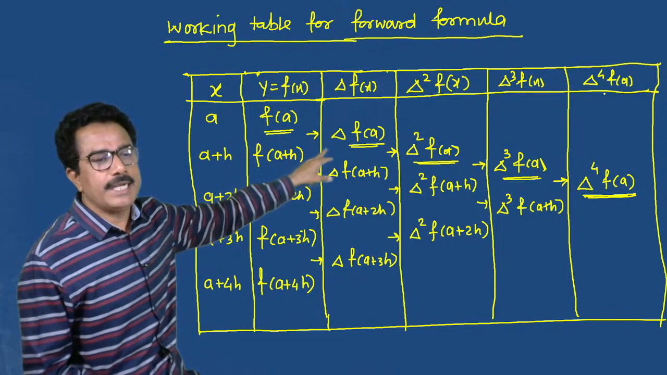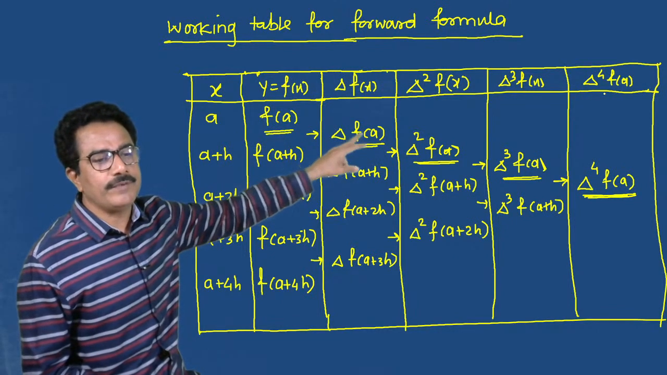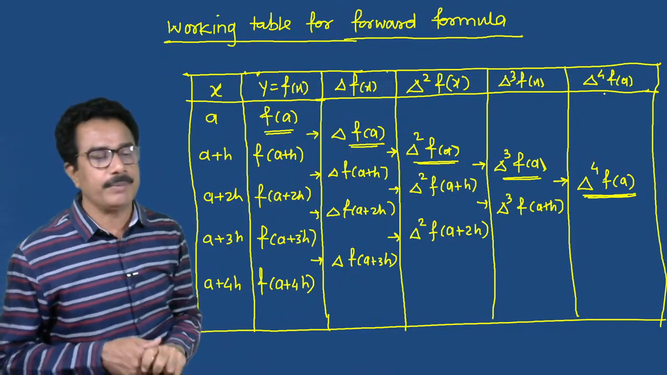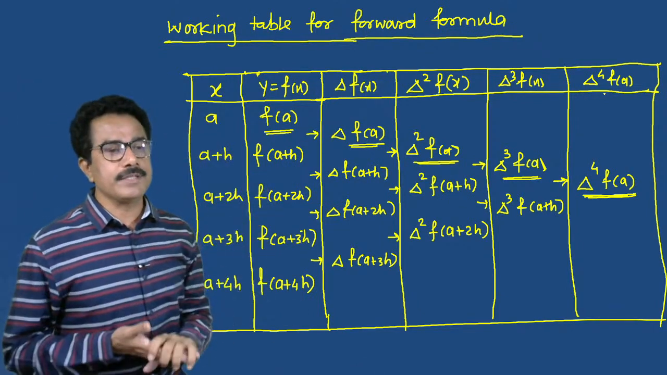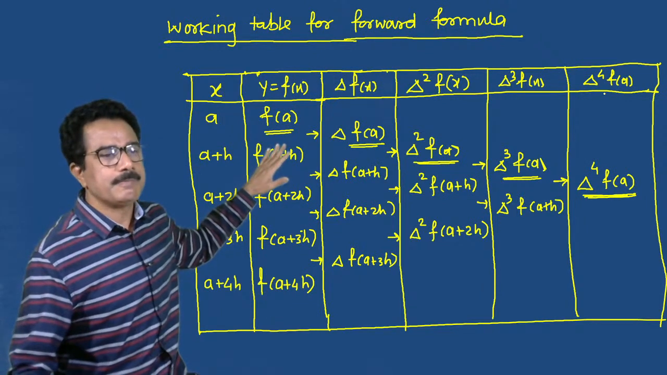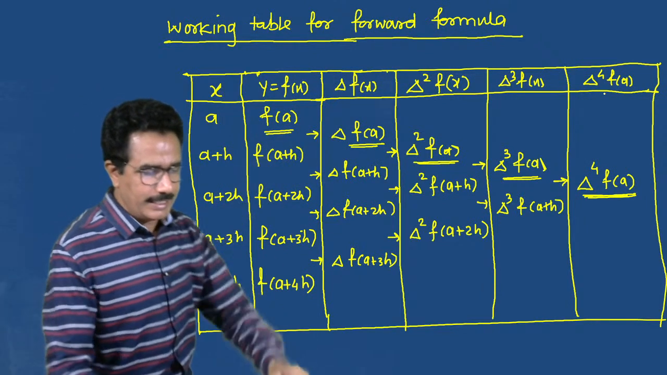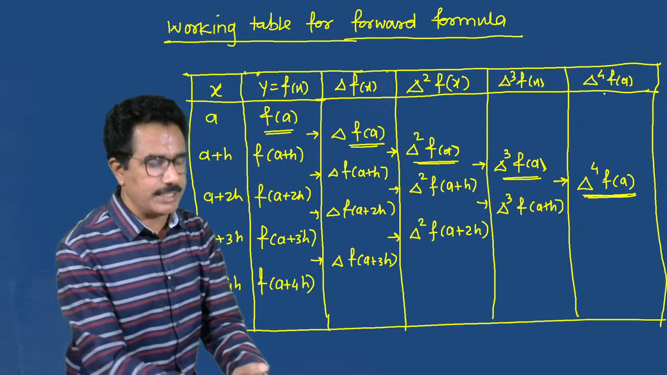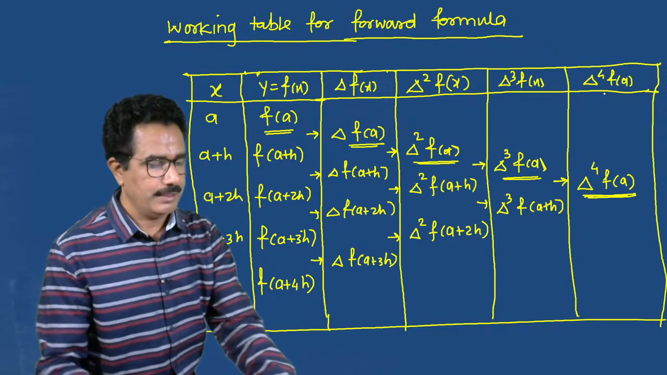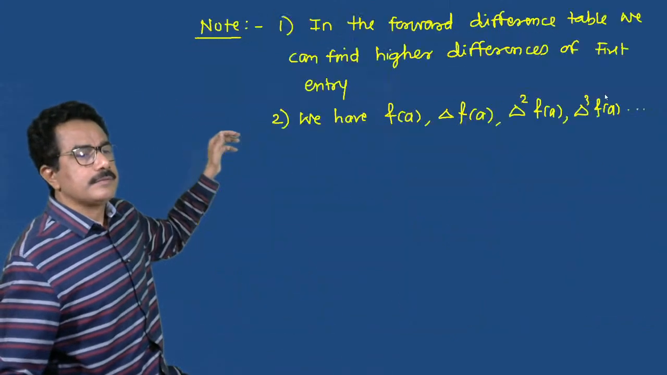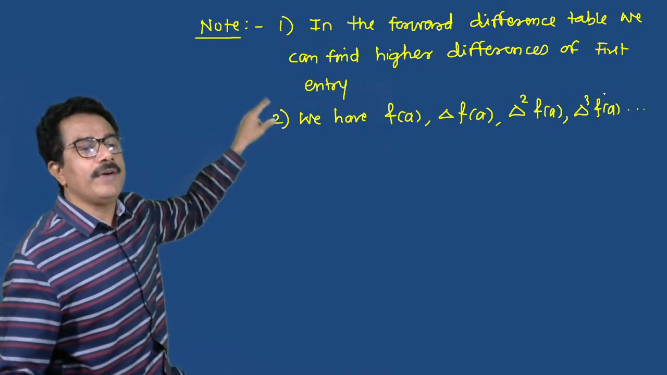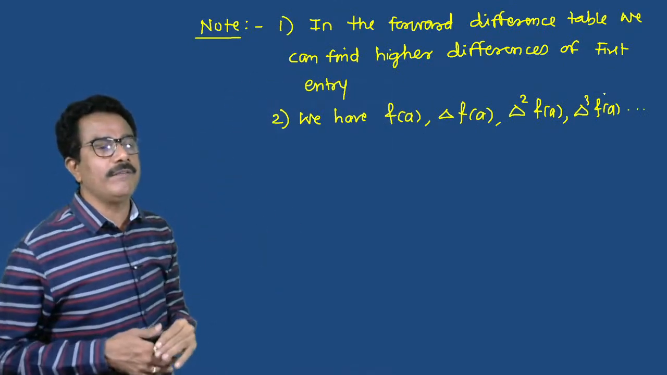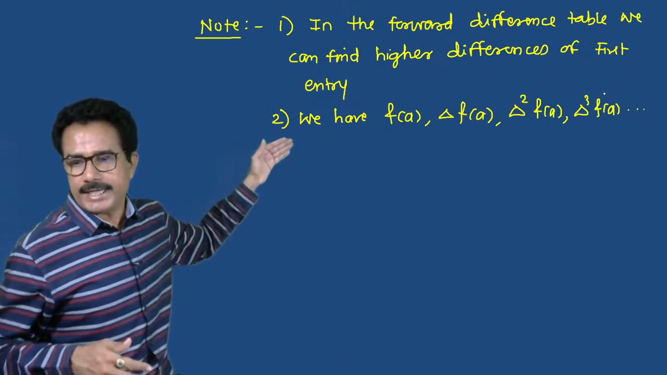f of a, Δf of a, Δ² f of a, Δ³ f of a, Δ⁴ f of a. That means we get higher order differences of first values. So we can write from this. सांगा रे students, answer सांगा आता. In the forward difference table, we can find higher differences of first entry.